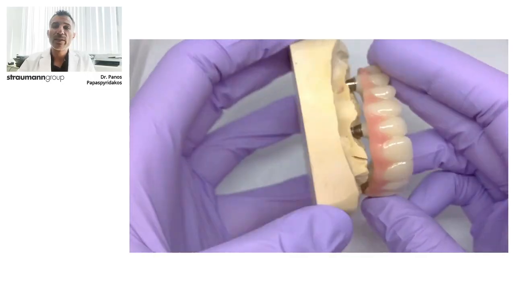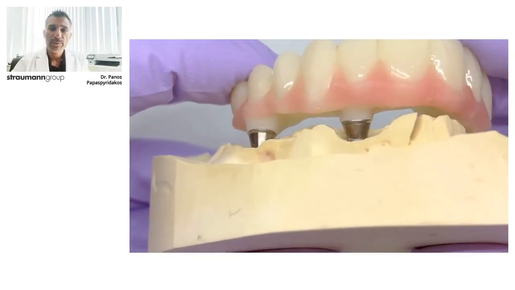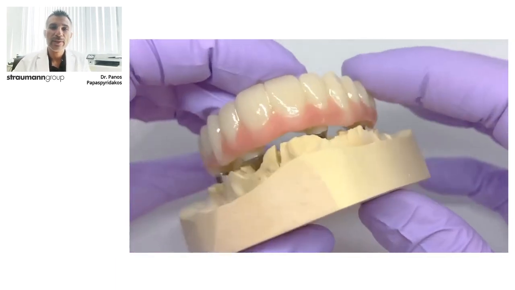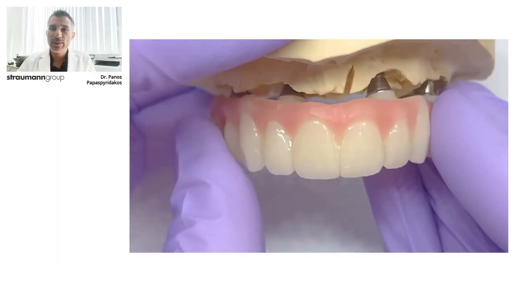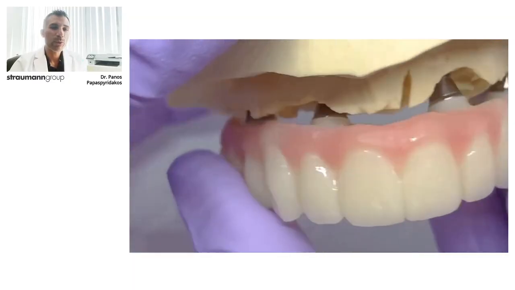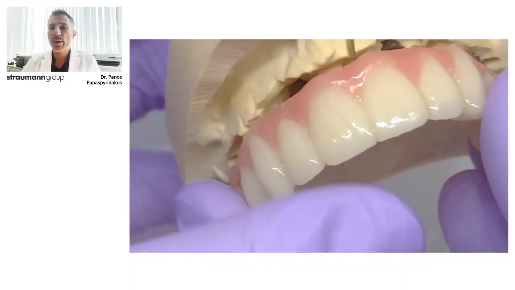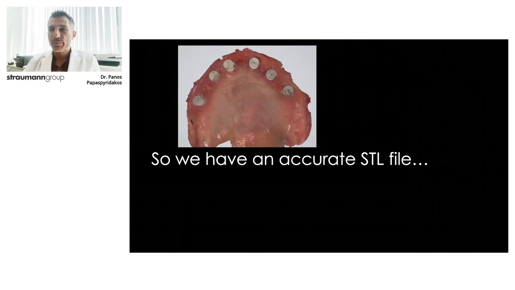For example, you can see that digitally fabricated prototypes were fabricated and are being fitted on the verified stone casts, and you see the perfect fit. So whether you follow the digital workflow or the conventional workflow, you can get an accurate fit of the prototype, which will be tried in the mouth, copy scanned, and copy milled later. So we have an accurate STL file. That's what the literature and the scientific evidence shows.